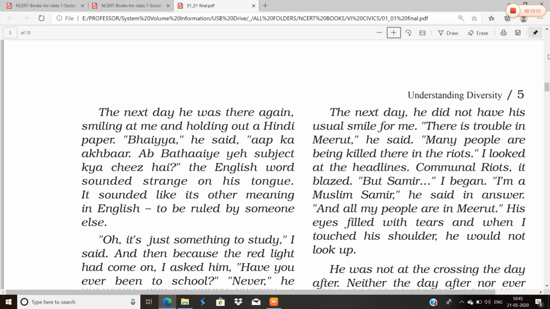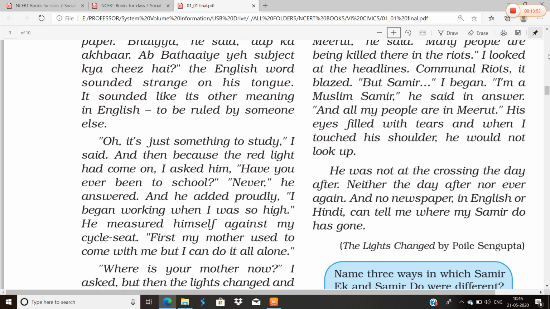It blazed. "But Samir," I began. "I am a Muslim, Samir," he said, "and all my people are in Meerut." His eyes filled with tears, and when I touched his shoulder, he would not look up. So he replied to Samir Ek why he was sad: there were riots in his Meerut, his family is also there, and many people were being killed. Due to this reason he is worried and very sad, in sorrow that his family would also be in trouble.